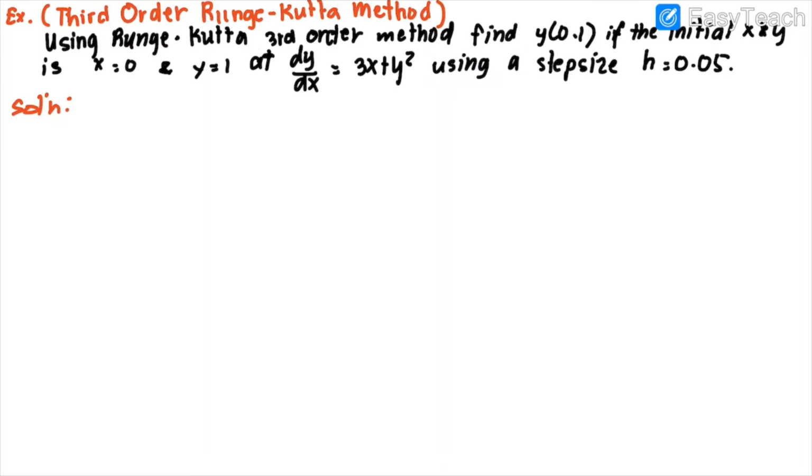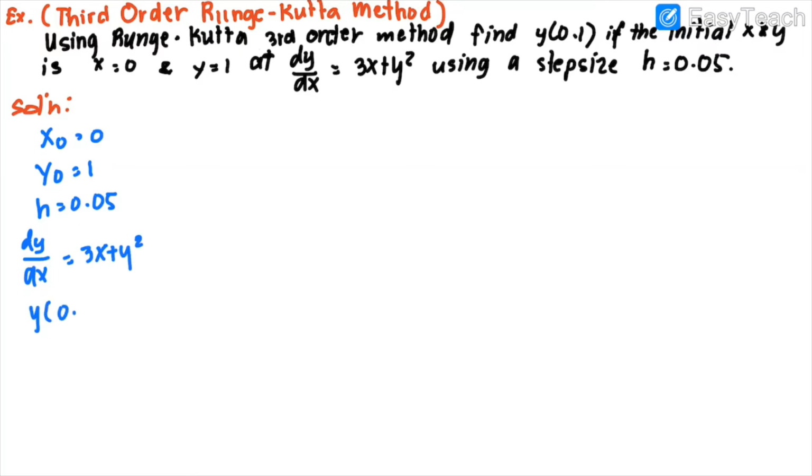So basically, for our solution, let us first identify our given. Initial value x0 is equal to 0, y0 is equal to 1 using a step size of 0.05, and an equation of dy over dx equal to 3x plus y squared. We are now asked for the value of y at x equal to 0.1. That is our requirement.